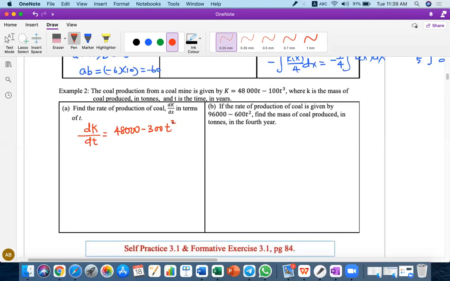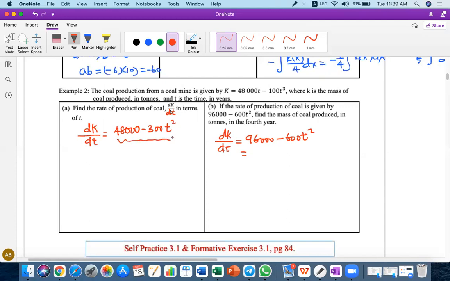Sorry, please edit: this is dK/dt. If the rate of production is given by 96,000 minus 600 t squared, find the mass of coal produced in tons in the 4th year. So from here, dK/dt is 96,000 minus 600 t squared.